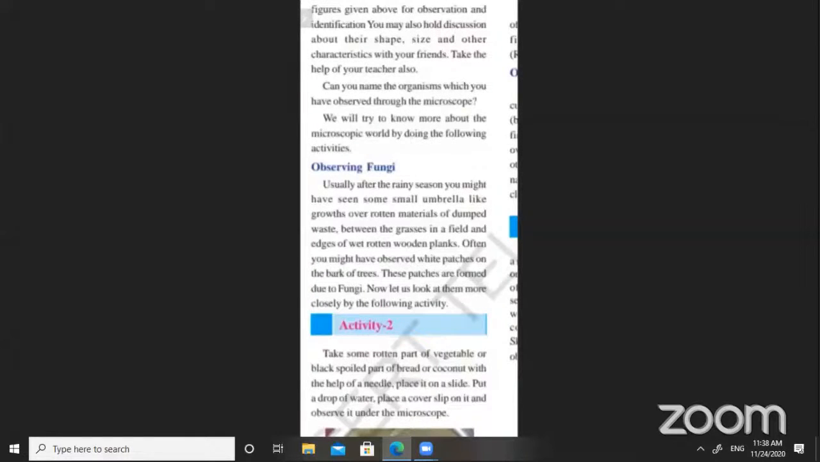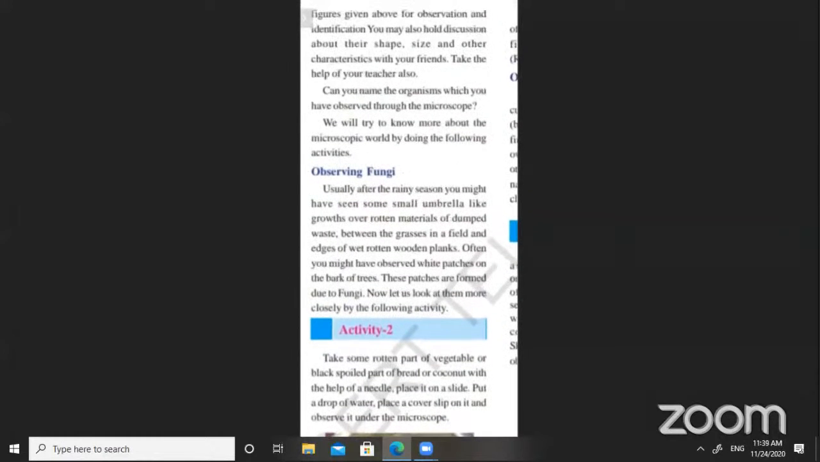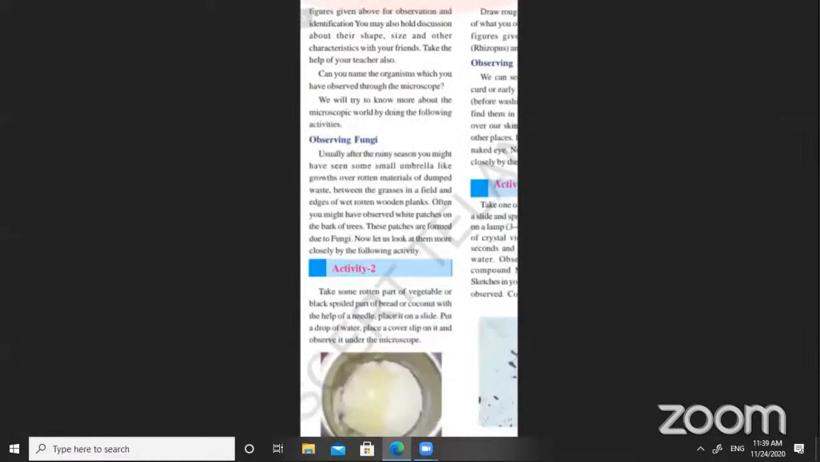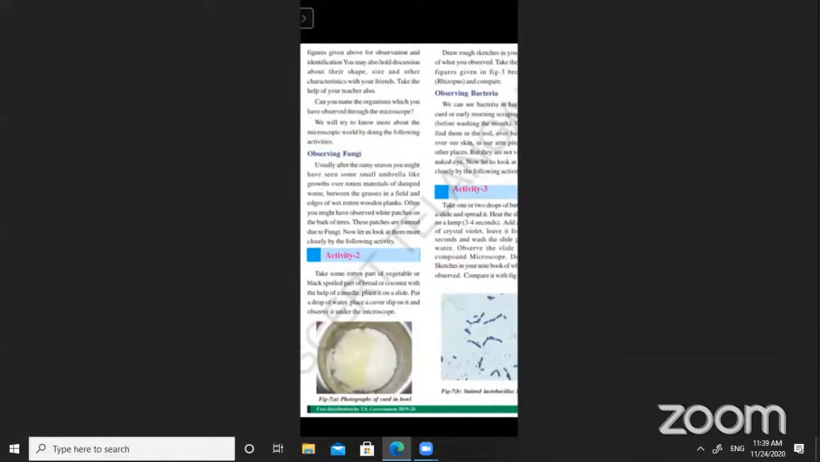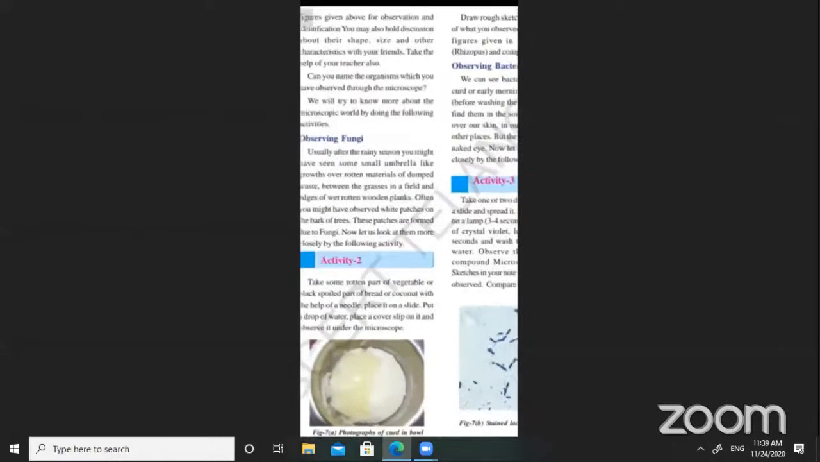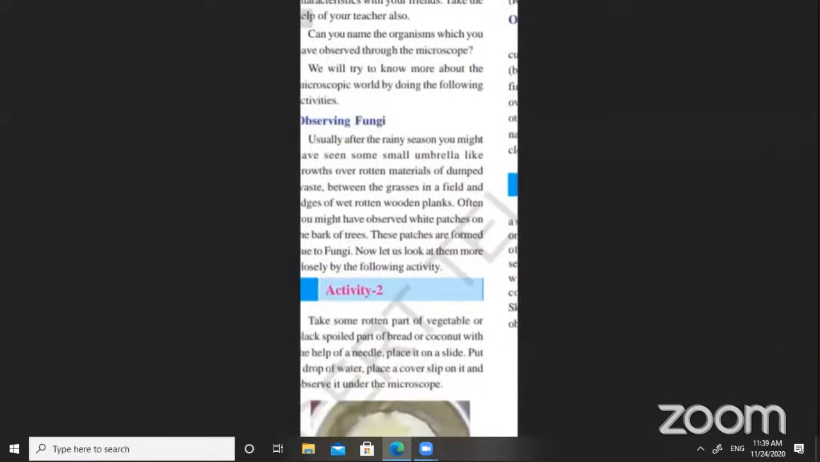We will try to know more about the microscopic world by doing the following activities. To get more information, let us go for the following activities. Before that, we have to know about fungi also, because fungi are also a microorganism.